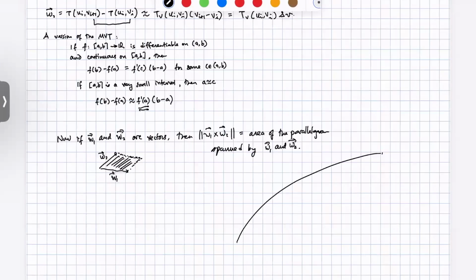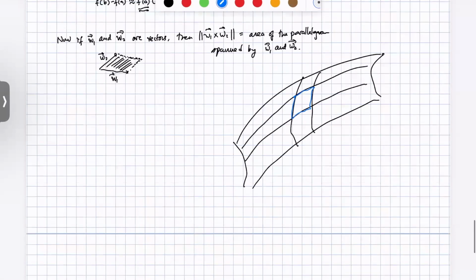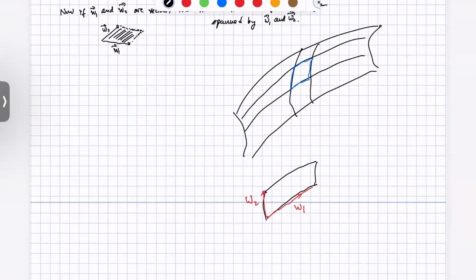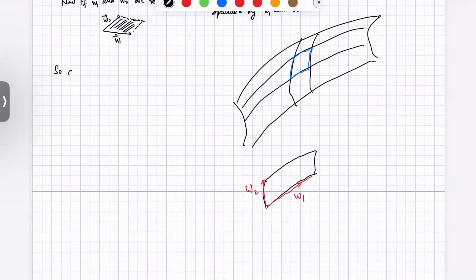So let's go back to our picture. We have a vector here and a vector here. So remember that we have a little patch. Let's just take this patch and blow it up. So I have this patch right here, and remember that this vector right here was called W1, and this one right here is W2. Now, this shape is not a perfect parallelogram, but when these vectors are very, very small, it's approximately equal to a parallelogram. And so we have to make the parallelograms smaller and smaller. So the area of each piece of the surface is the norm of W1 cross W2.